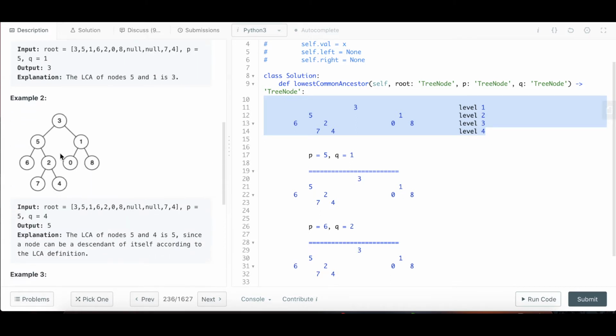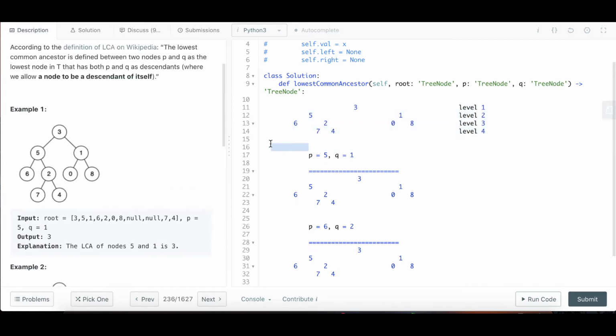Similarly, in this example, you're looking for 5 and 4. 5 is its own ancestor, and also you have 4 somewhere underneath 5, which makes 5 the lowest common ancestor here.